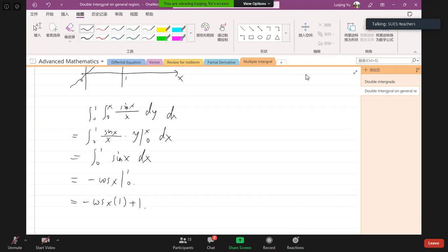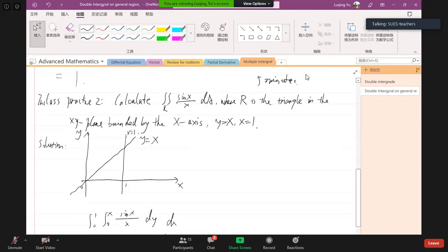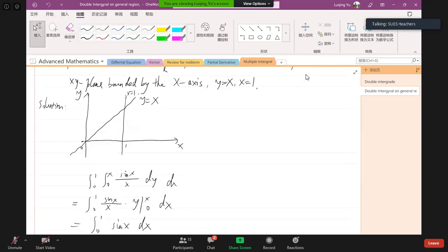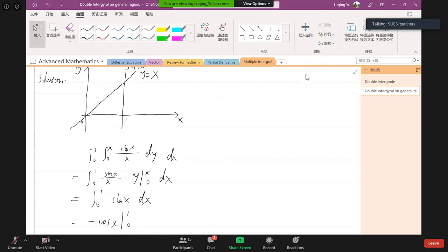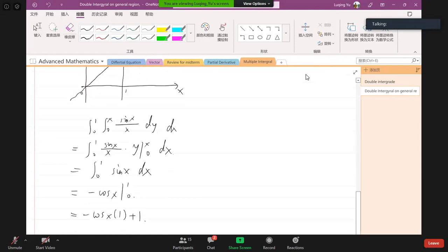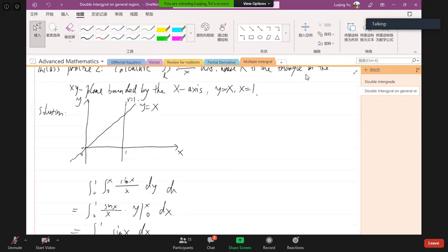Okay, so for this question, it is the same thing. You have to make sure what the integration area is. So the integration area here shows that one boundary is the x-axis, there is x equals 1, and the third is y equals x. So actually, it still is this triangle area.